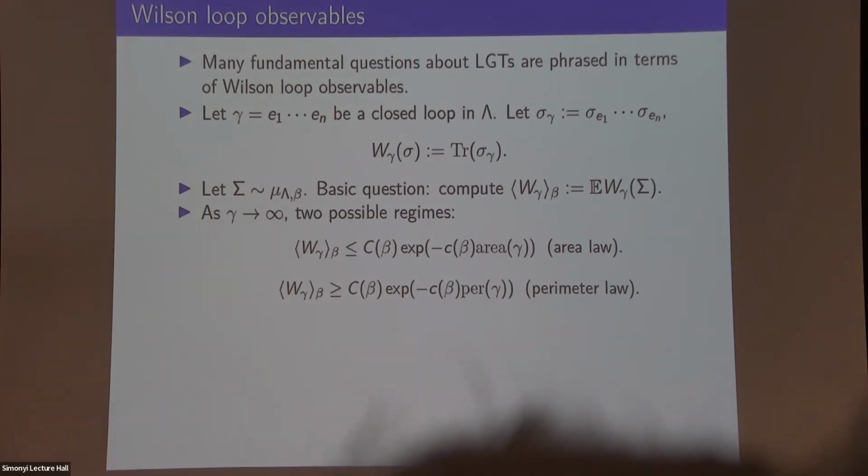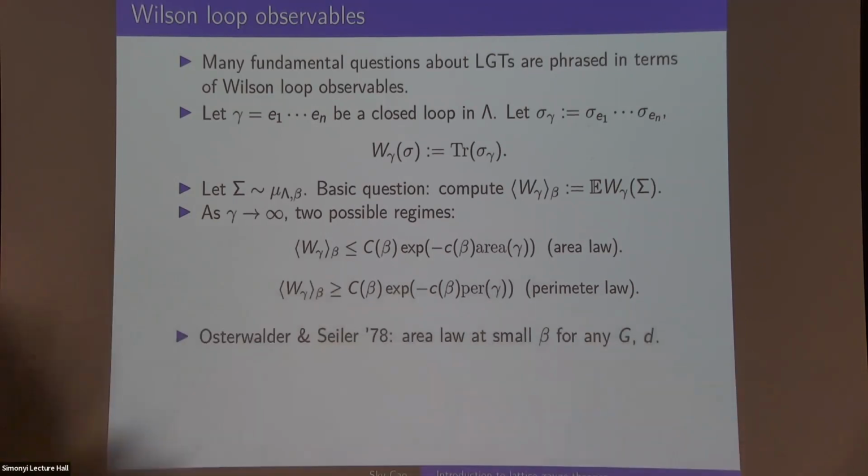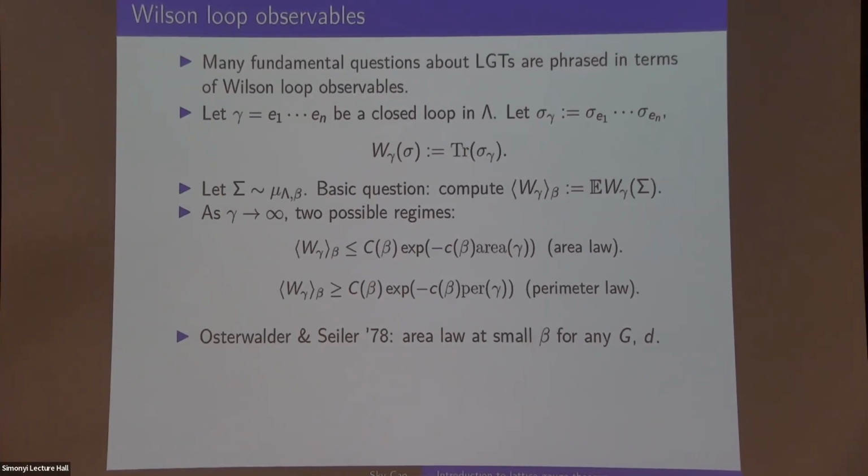So these are the two basic regimes one could try to prove that these Wilson loop observables satisfy. To quickly survey some of the previous work in this area: Osterwalder and Seiler proved that the area law actually holds at small beta for any group G and basically any dimension. So this was perhaps the first result. Later on, Göpfert and Mack in 1982 were able to show the area law in 3 dimensions for the group U(1), which is an abelian group.